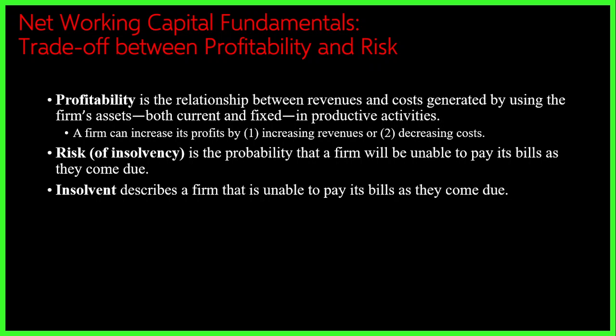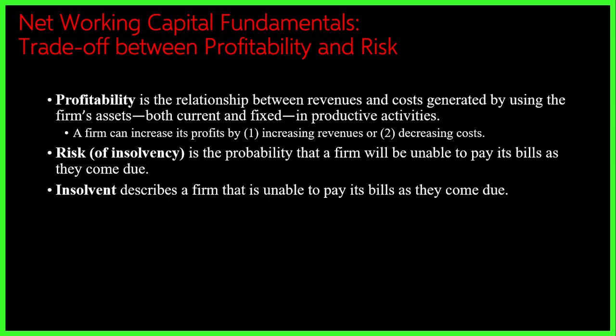So we should also understand the trade-off between profitability and risk. In working capital management, these are the two basic elements that you have to consider, whether you're going to increase or decrease the amount that is tied up in your working capital. Starting with profitability, this is the relationship between revenues and costs generated by using the firm's assets, both current and fixed, in productive activities. A firm can increase its profits by increasing the revenues or decreasing the costs.